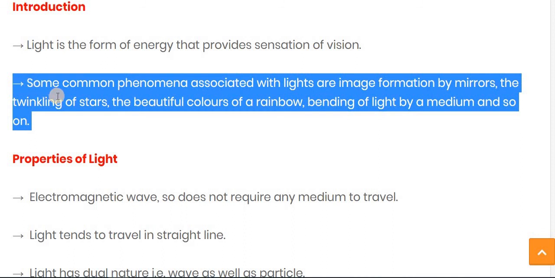The second one: some common phenomena associated with light are image formation by mirrors, the twinkling of the stars, the beautiful colors of a rainbow, the bending of light by a medium, and so on. If asked which phenomena are related to light, the answer is the twinkling of stars, the colors of the rainbow, bending of light by the medium, and so on.